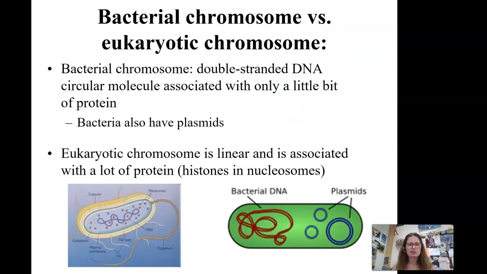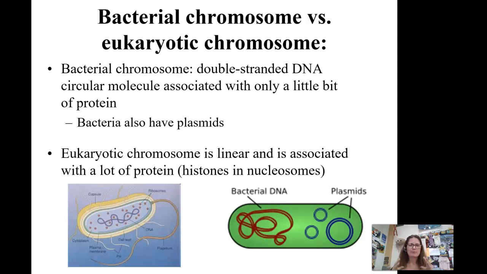One other thing that you will see noted in here is that bacteria do have extra DNA called plasmids, which we're going to be talking about. But in terms of chromosome structure, bacterial chromosomes are circular, eukaryotic chromosomes are linear. Number 2, bacterial chromosomes only have a little protein, whereas eukaryotic chromosomes have lots of protein.